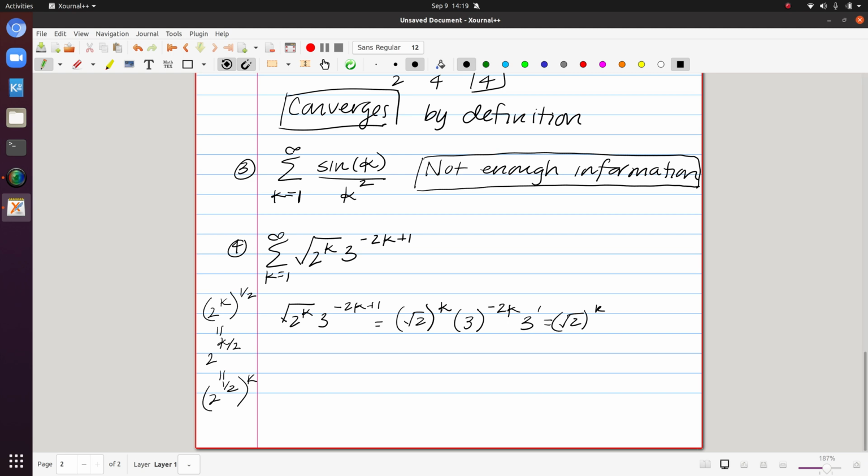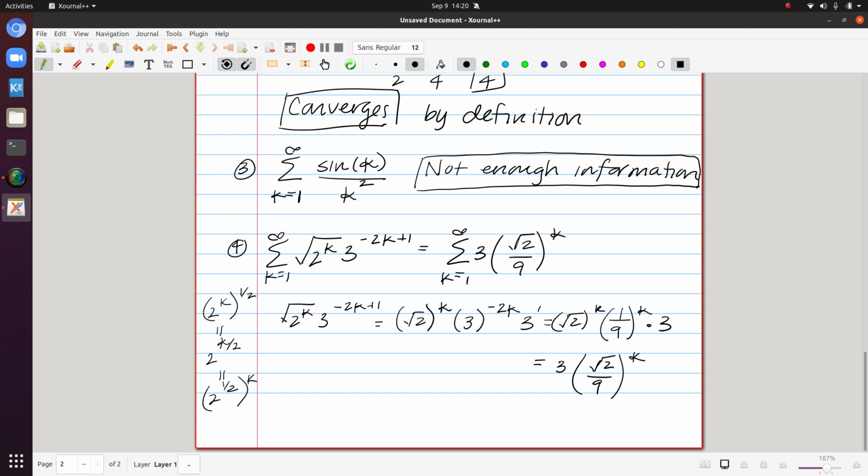So breaking that up further, 3 to the minus 2k is the same thing as 3 to the minus 2, or 1/9 raised to the k. And then this is times 3. And so I can put this all together. I have that constant of 3, and then the part raised to the k is the square root of 2 over 9. So this original series could have been expressed as 3 times square root of 2 over 9 raised to the k. Those are equivalent.